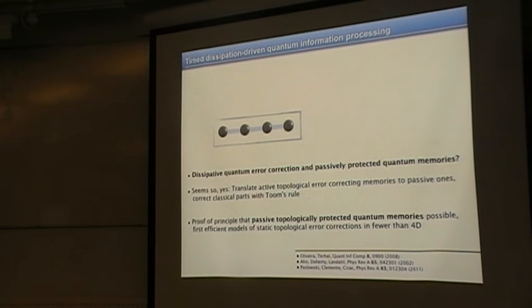The classical part of the process can be protected by Toom's rule, so by a classical cellular automaton. There's a long way to go, but it shows as a proof of principle that one can do passive topologically protected quantum memories. It shows that this is possible. One can find these first efficient models of static topological error correction if you are in four dimensions. And you don't have to measure, or in fact you can't measure, you don't have to do things, you just let it go, and again behind the scenes it will just do as if you had projected into these ground spaces, and in this way, for arbitrarily long, you can do a topologically protected quantum memory, not with active control, but a completely passive device that's undergoing Markovian time evolution that stores the information passively.